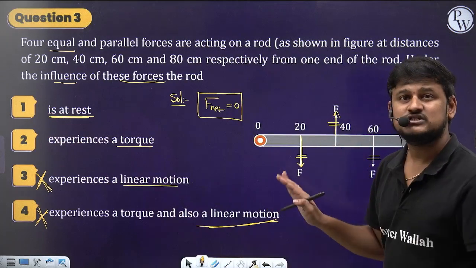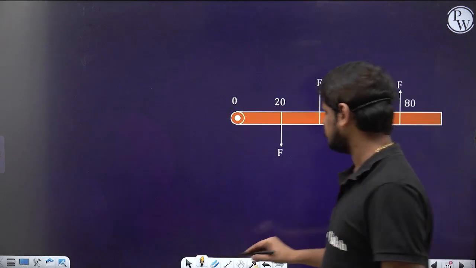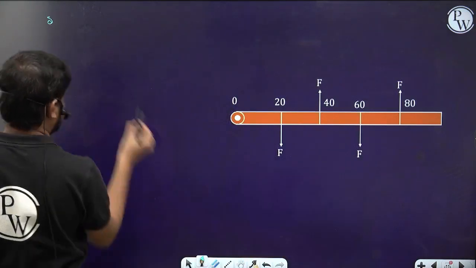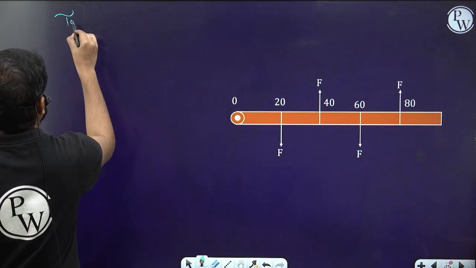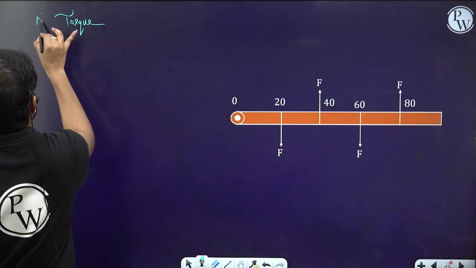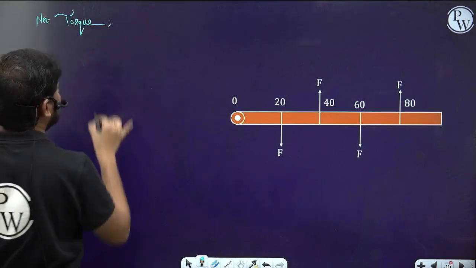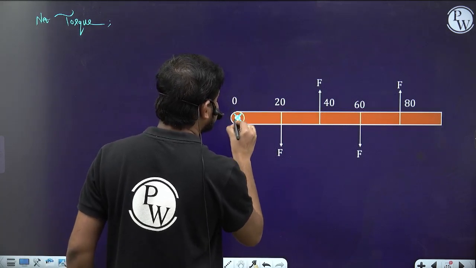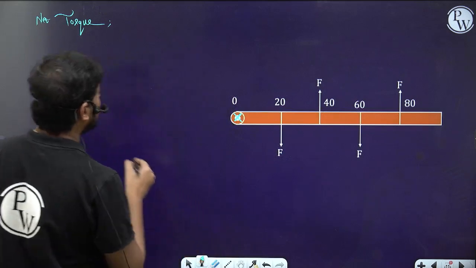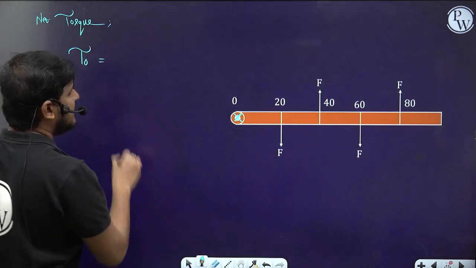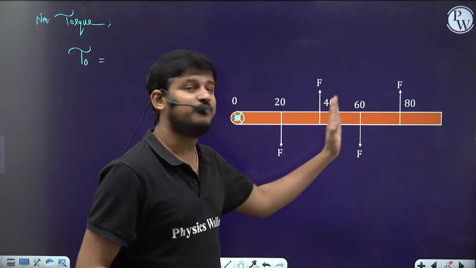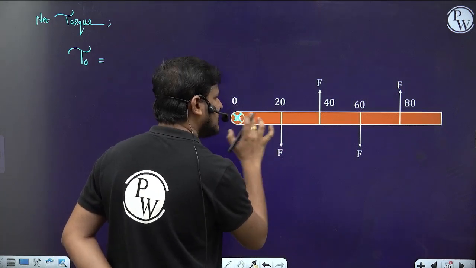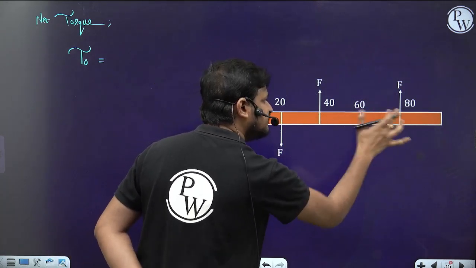If you find the torque, then you'll get to know. So how do we find the torque? Let's find the net torque. The torque will be due to 4 forces. Let me consider this as the axis of rotation, so the torque about point O I am finding. You can take any point, guys, your wish. But this will be easy because from here I know this force distance, this force distance, this force distance and this force distance, right?